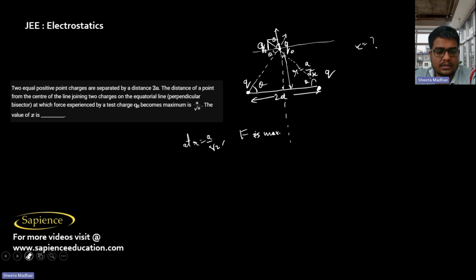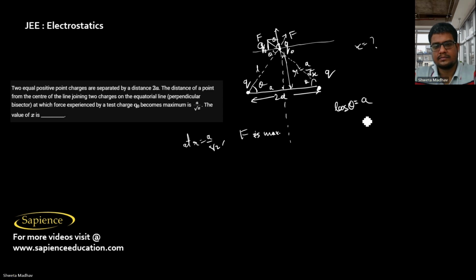This way the force acting here, the same force will act, since this length will be the same. L cos theta is equal to a, L sin theta is equal to r. This will be 2F cos theta. This is the repulsive force, and the F sin theta components will get cancelled.